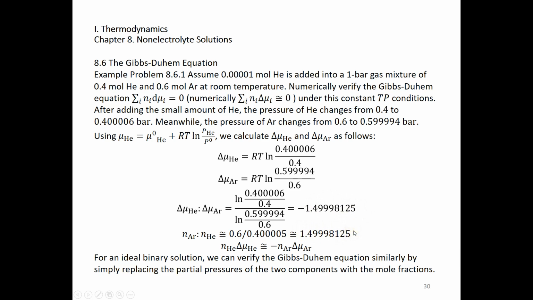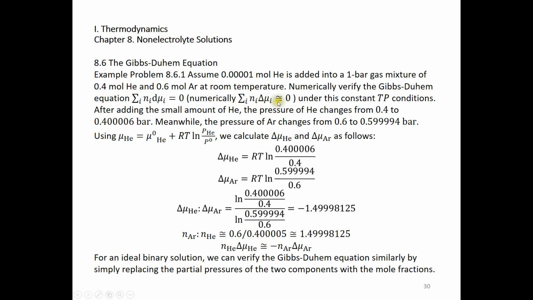Compare this number and this number. They agree with each other to 1, 2, 3, 4, 5, 6, 7, 8 decimal places. That's very impressive for its numerical accuracy or agreement. And therefore, N helium times delta mu helium is approximately equal to negative N argon times delta mu argon. So you can move this to the left hand side. Therefore, the sum of Ni delta mu i is roughly 0.